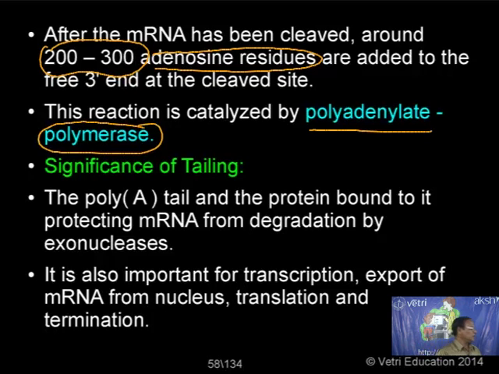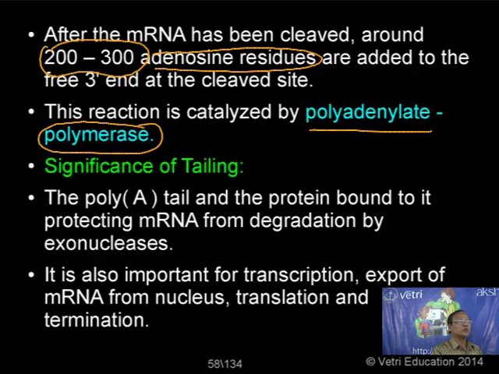Not only that, the process of tailing also plays a significant role in transcription, and in the transport of mRNA through the nuclear pore to reach the cytoplasm, then translation and termination. All these events are linked together, and all are brought about with the help of the tailing process.